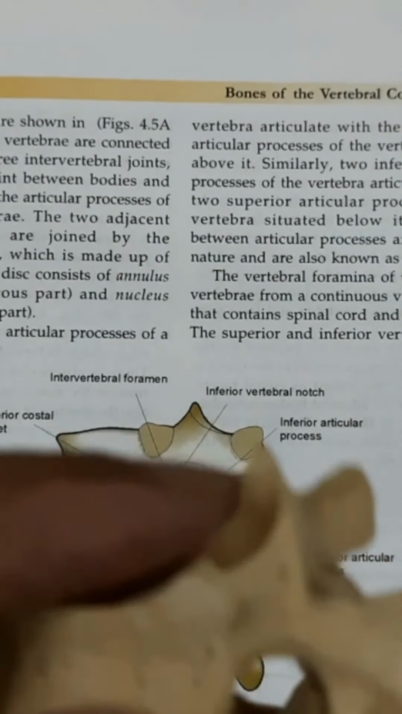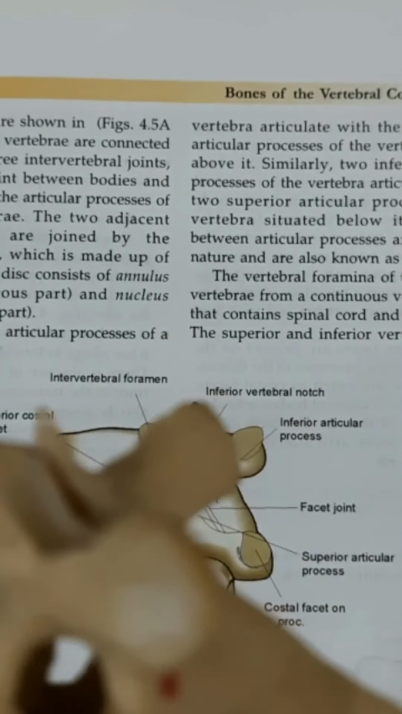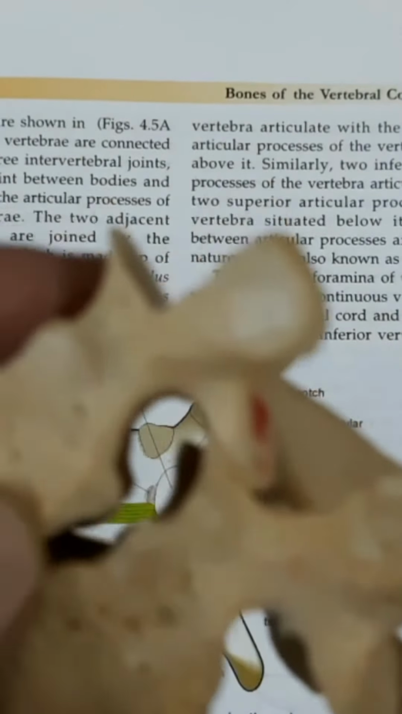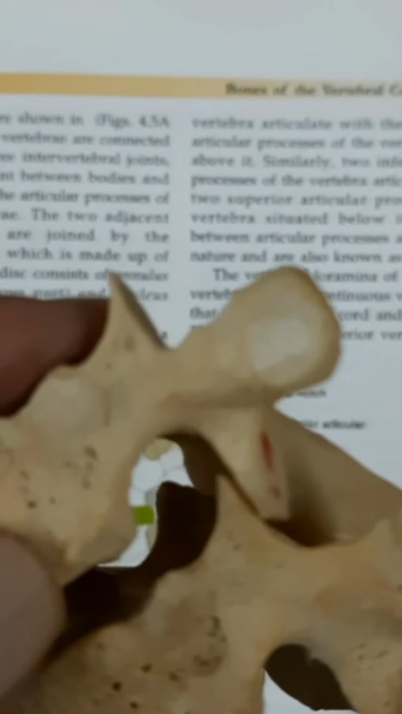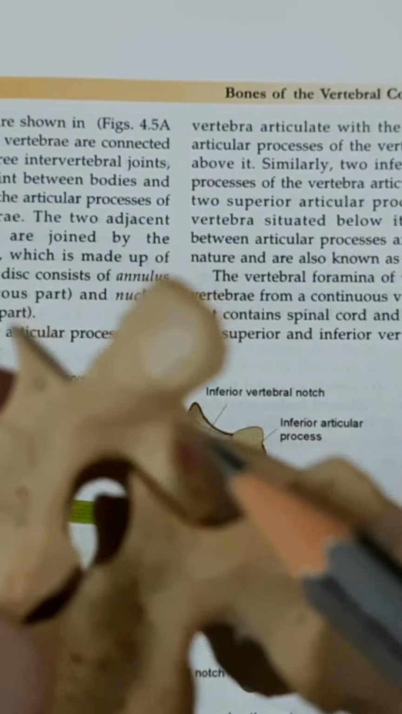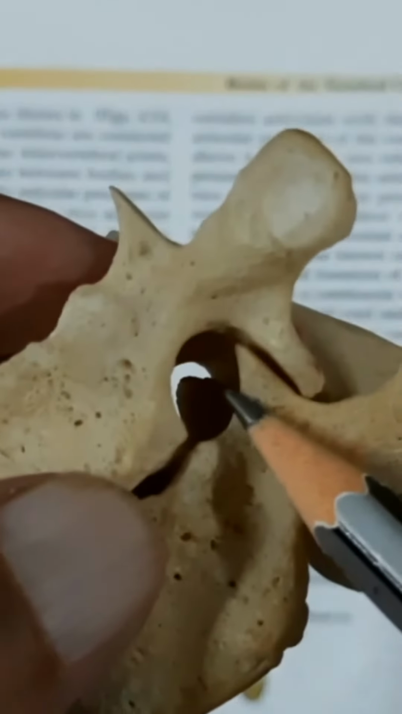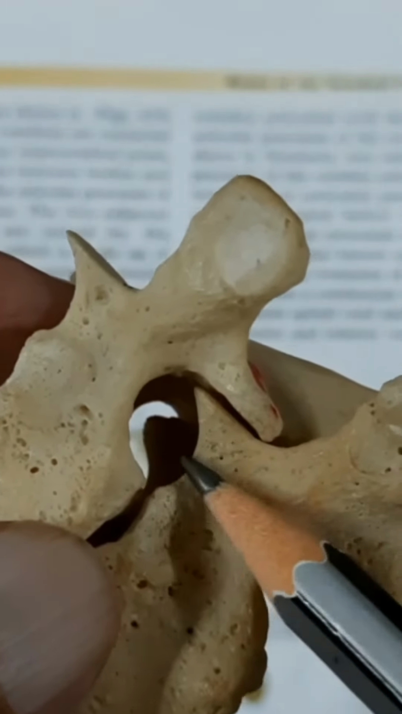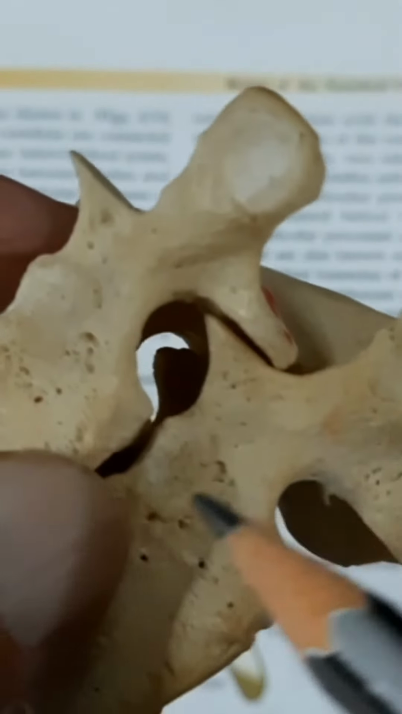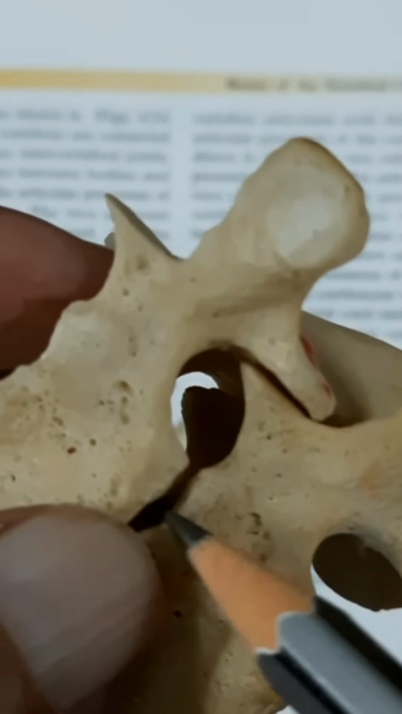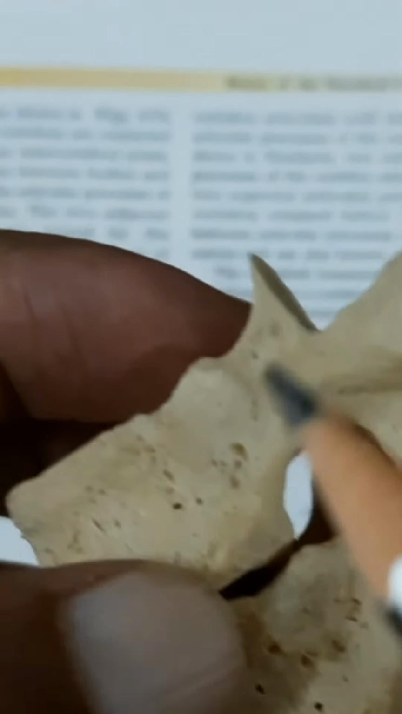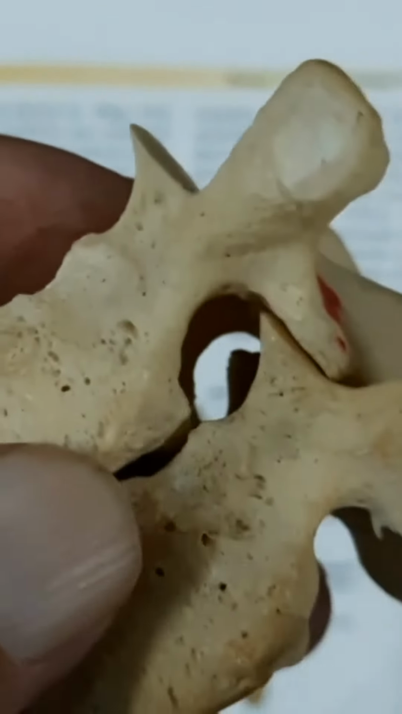Oh, it has been disturbed. I will do it again. So you can see here, this is that foramina, the intervertebral foramina, and this is that facet joint between the inferior facet of the superior vertebrae and the superior facet of the inferior vertebrae. So this is the facet joint, and this is the intervertebral foramina, and this space will be occupied by the intervertebral disc.